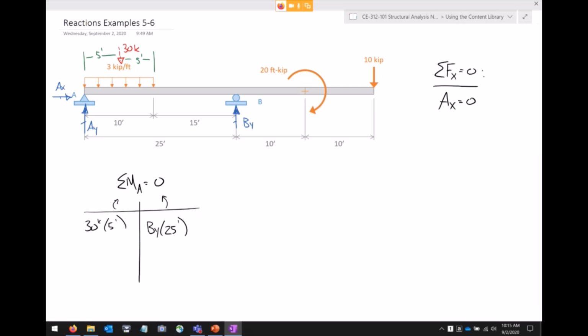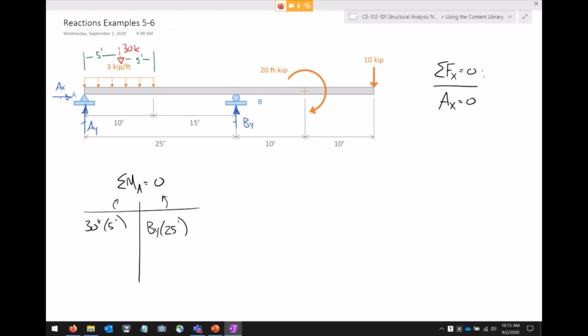Now we get to the 20-foot kip moment. What do we do differently? Well, we go through this process the same as we've done before. So let's ask that series of questions. Does the 20-foot kip generate moment at A? Well, yeah, it is a moment. So the answer to that question is yes, it does belong in the table. Second question to ask is, what side of the table does it go on? Does it go on the left side of the table or the right side of the table?